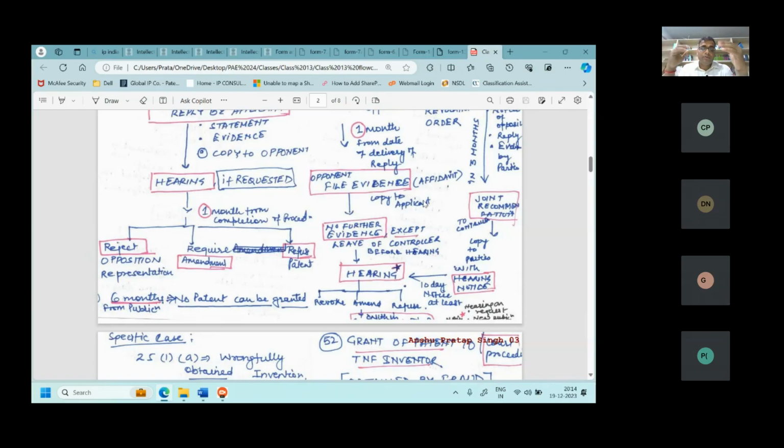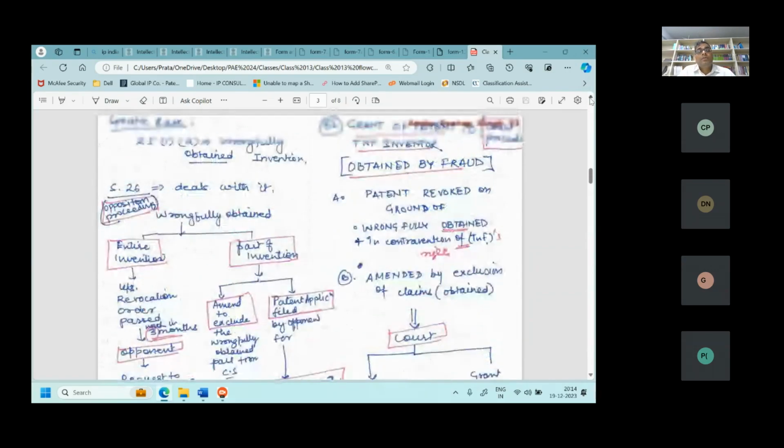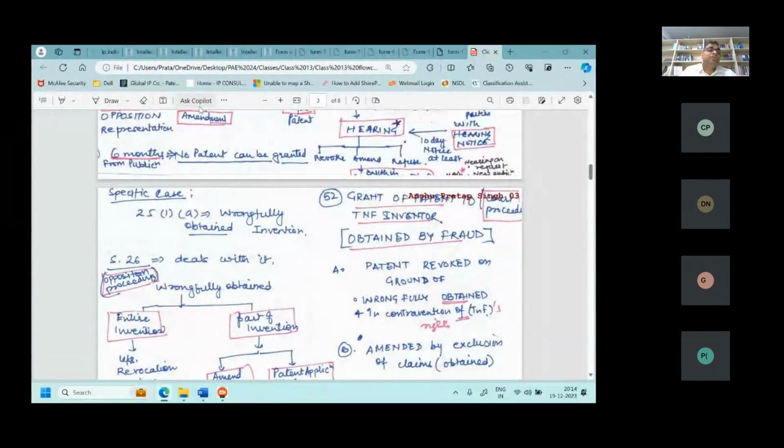Now, suppose there was a wrongful obtainment under 25(1)(a). What will happen? In pre-grant opposition, if you have opposed, it will be considered that you have claimed that the invention has been wrongfully obtained, and it will go through the same proceeding as prescribed in the pre-grant opposition. What happens when you have approached after the patent was granted? What will happen? Then, see, this is a little incorrect.